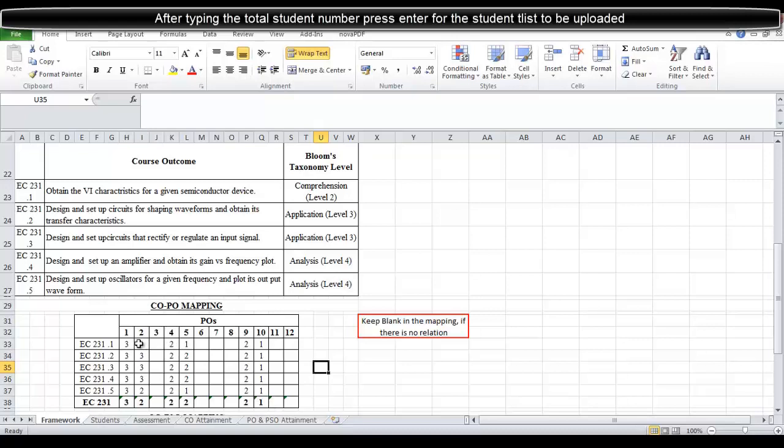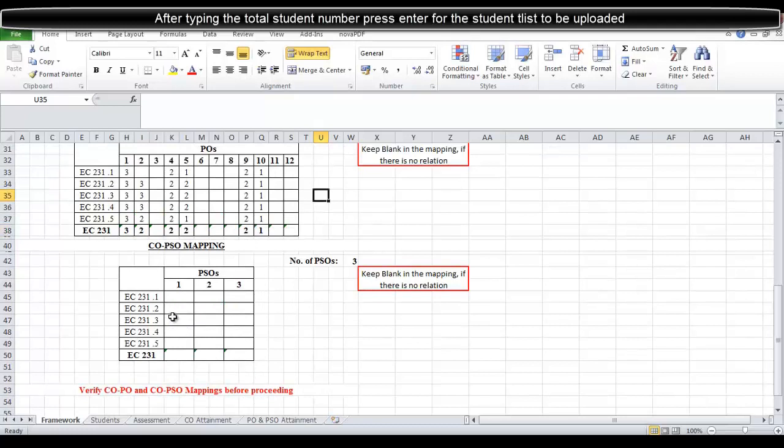Now as you can see here, all the POs are not selected with the help of all the COs. You should always remember the complete course COs should map with all POs, and it is not that any one subject should map all the POs. That is not required.